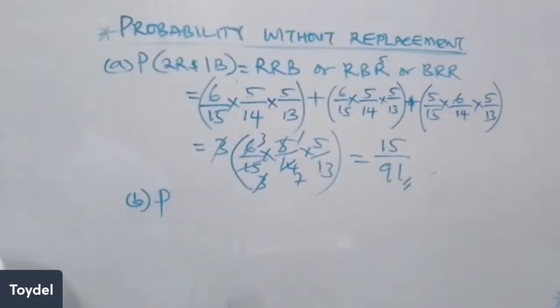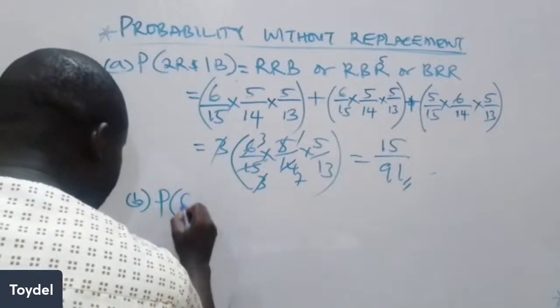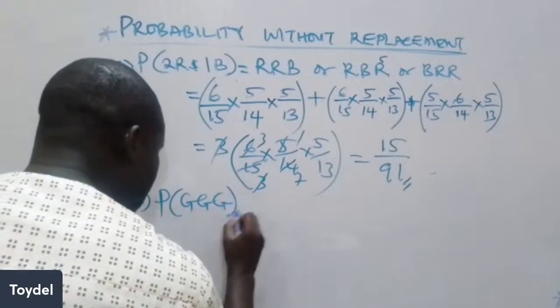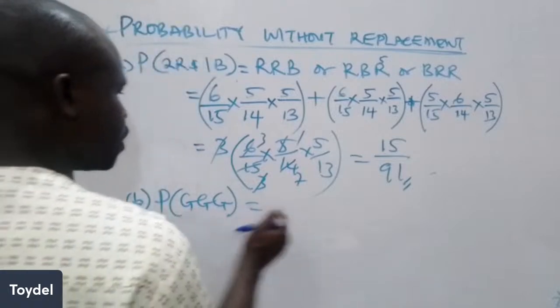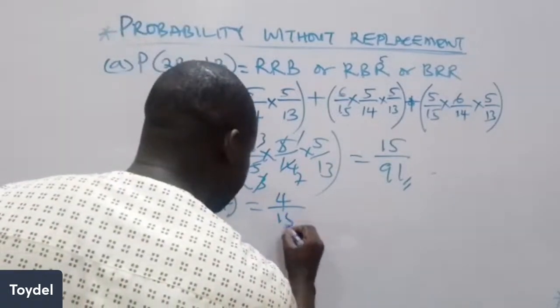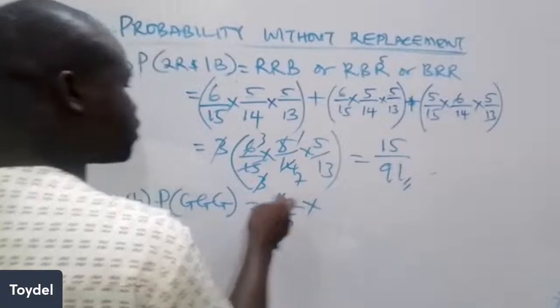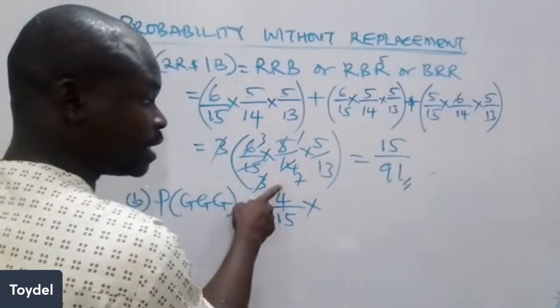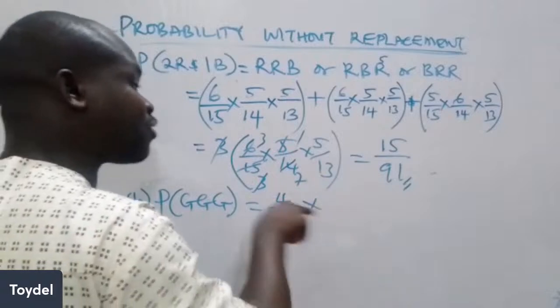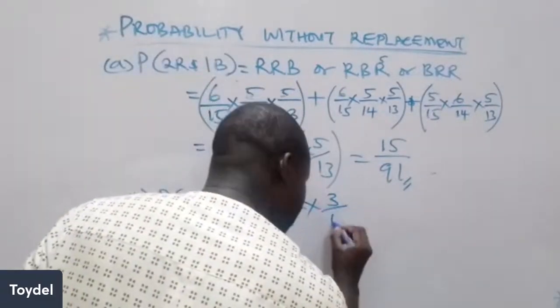Then the second question, when you pick the ball and everything is green: green, green, green. When you pick the third ball and everything is green, it simply means that when you pick the first ball, you are picking from the 4 all over 15. Multiply by, you picked the first ball, you didn't replace. The green balls will be left with 3. We are left with 3 in that bag. So if you are picking the second ball, you are picking out of the remaining 3. That will be 3 all over 14.